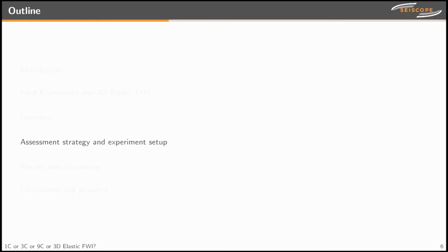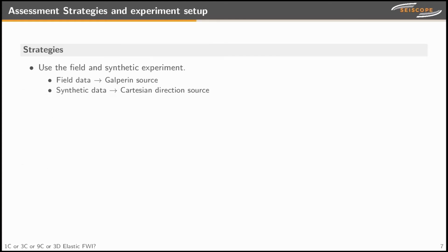In order to do that, we have already prepared an experiment setup and also an assessment strategy in order to measure the quality of our inversion. We have 2 experiments in this abstract. The first is the field data experiment. As I have already explained before, you know the acquisition geometry and the source type, in which we have the Galperin source, and so on.